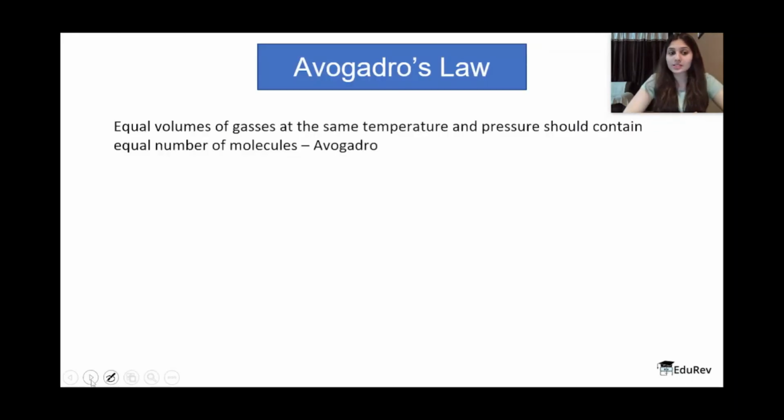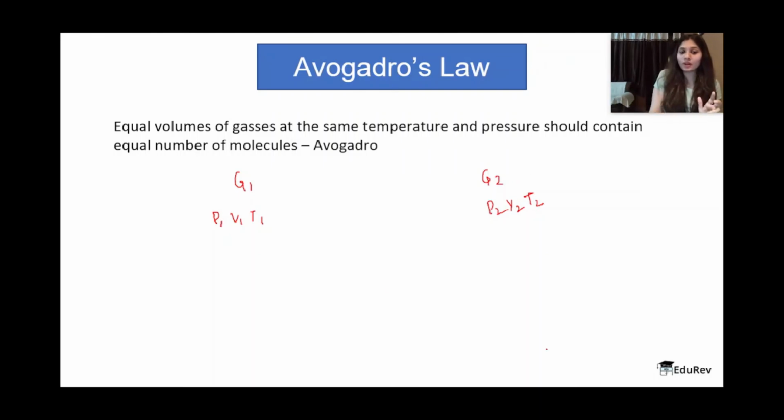The next law is Avogadro's law. Avogadro's law states that equal volumes of gases at the same temperature and pressure contain an equal number of molecules, or number of moles. For example, if you have two gases, gas 1 and gas 2. The first gas is at pressure P1, volume V1, temperature T1, and the second gas is at pressure P2, volume V2, and temperature T2. The law says if all three variables are the same, that is P1 equals P2, V1 equals V2, and T1 equals T2, then definitely N1, the number of moles of this gas, must be equal to the number of moles of the other gas.